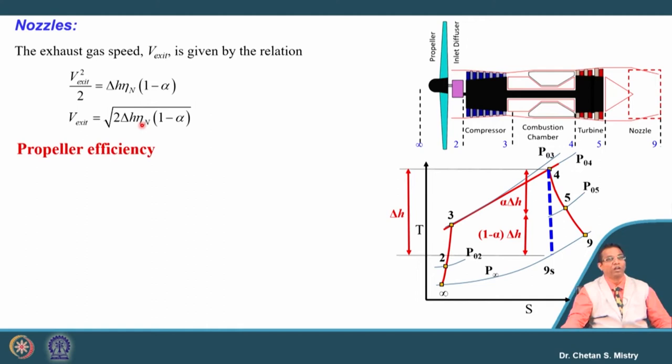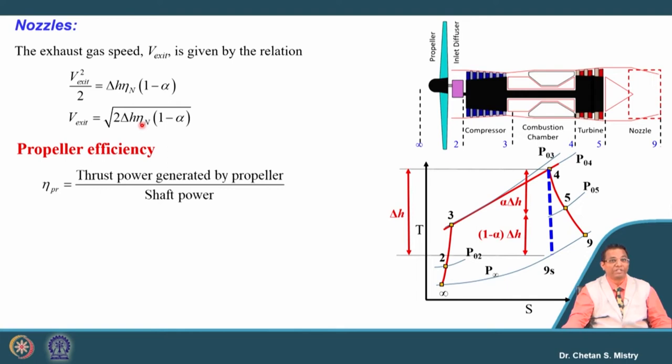Okay, now let us try to understand the terminology that we call propeller efficiency. If you recall, in our first week we were discussing this term. What we mean by propeller efficiency is the thrust power generated by the propeller divided by our shaft power, and this thrust power we can say is V infinity into the thrust that will be generated by the propeller, divided by my shaft power. So, this is my output and this is my input. My input is shaft power. That is how we need to understand this term.